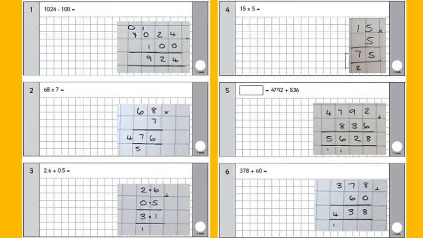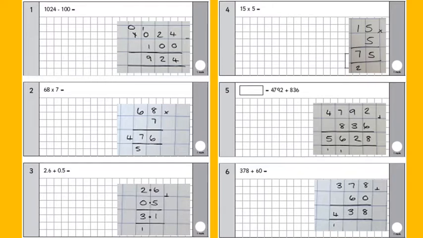Number 3, 2.6 add 0.5. Most important thing, as I always say, is make sure your decimals are in the same place, which helps you with your place value of the rest of the digits. 6 and 5 is 11. I've carried the 1 across, and 2 add the 1 that's been carried over is 3.